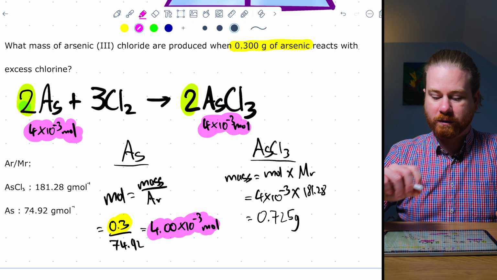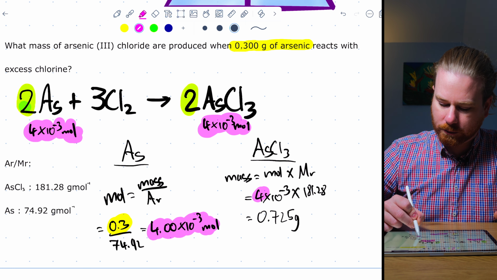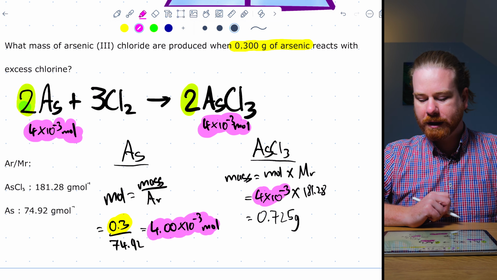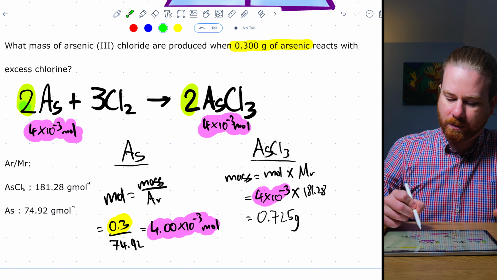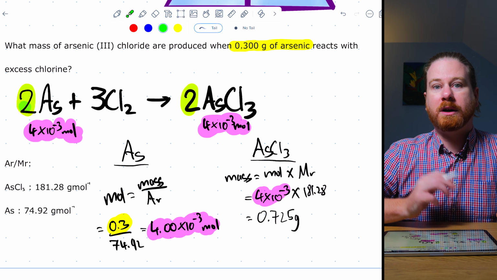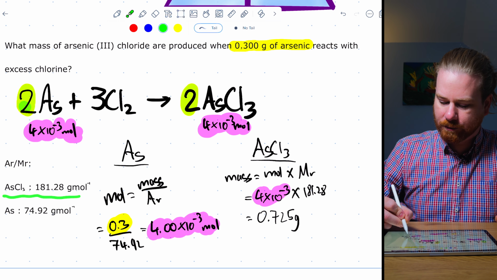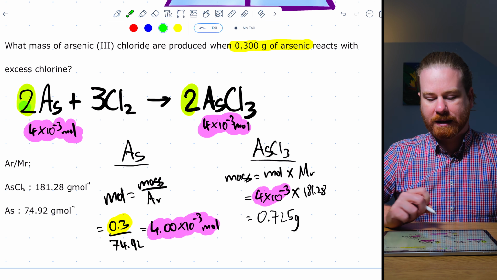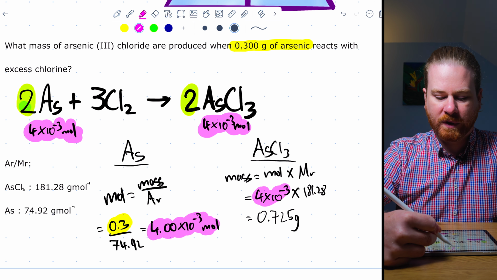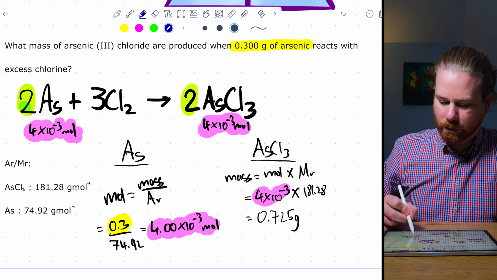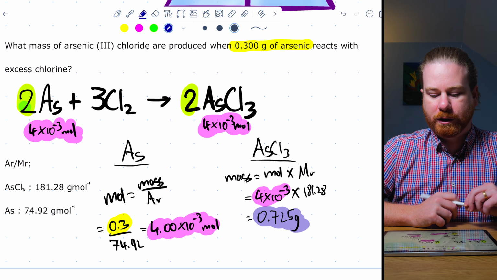So now we know the number of moles of arsenic 3 chloride. We can then convert it to mass. So mass is moles multiplied by relative molecular mass. We've got the relative molecular mass over here. And then we get our answer. So just multiply those two numbers together, and then we end up with our answer. Happy days. So that's all there is to it.